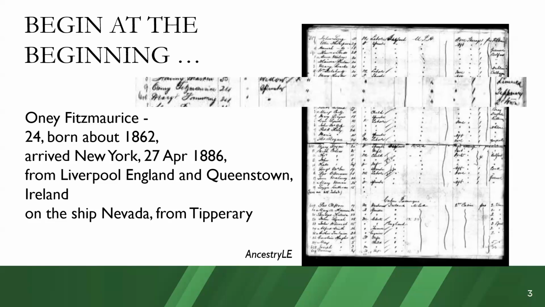Also notice too that sometimes those ships that carried our ancestors may have made several stops. So she may have boarded at Queenstown, but they may have made a stop at Liverpool before landing in New York. So just be aware that if you see Liverpool as where it came from, that doesn't necessarily mean that was the original place of embarkation. It might have been just the last place the ship docked before they came to New York or Philadelphia or whatever particular port they entered into.